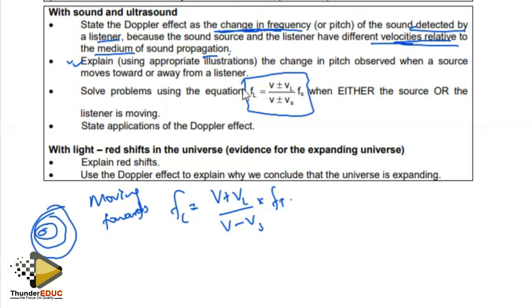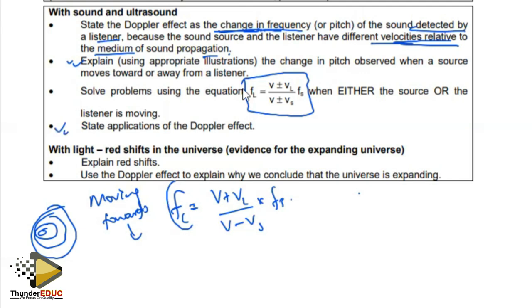So why are we using plus and minus? Because we know that when the source is moving towards the listener, we expect the frequency heard to be bigger. And for us to have this right-hand side to be bigger, there has to be a plus on top, and then the bottom has to be smaller. Then if it's moving away, it's just the opposite. Just switch the signs.